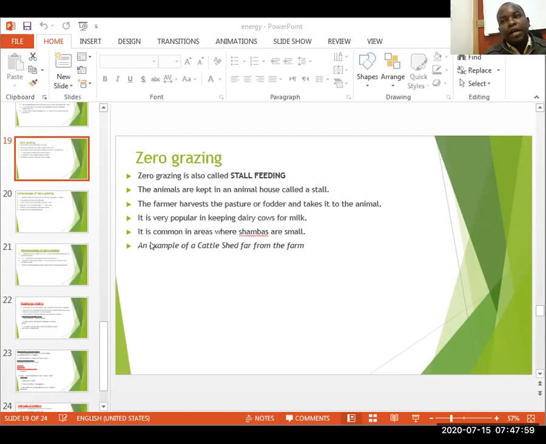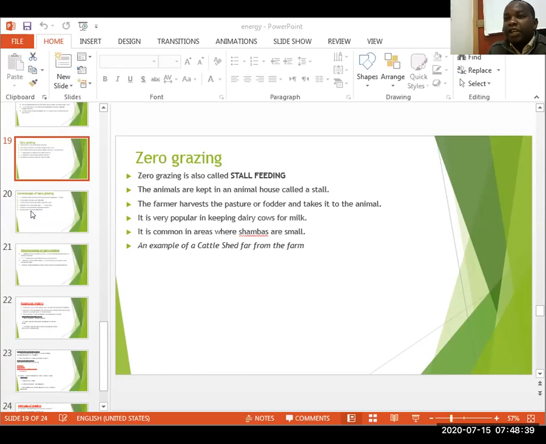It is very popular in keeping dairy cows for milk. When we talk of dairy cows, we talk of the exotic breeds, the Friesian, the Jersey, and the Ayrshire, among many others. They are mainly kept for milk. It is common in areas where shambas are small. For example, you may be asked in an exam which is the most suitable method of grazing to be practiced in urban areas like Nairobi. It is zero grazing. I repeat again, zero grazing is the most expensive method of grazing.